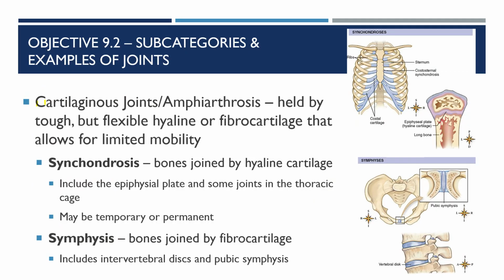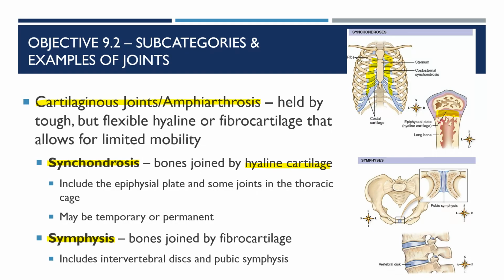All right, now our next grouping is going to be our cartilaginous joints, which are the ones that have cartilage, and essentially they can move a little bit, but not a whole lot. So they're slightly movable, and they do have a flexible type of cartilage. These two examples pretty much depend on what type of cartilage holds them together. If it's a synchondrosis, we have the hyaline cartilage, and you'll find that up here around your rib cage. The hyaline cartilage is also what we find in the epiphyseal plate.